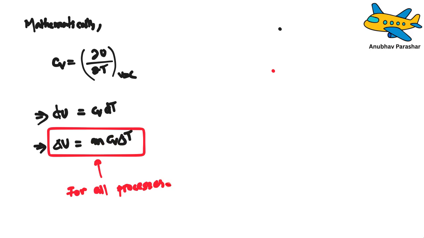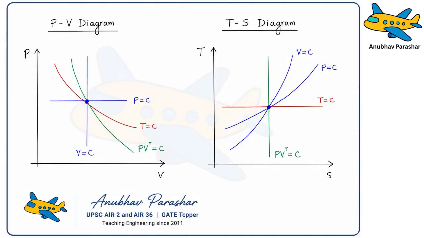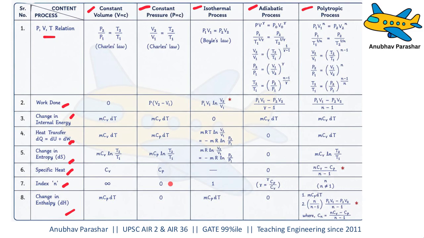Now let us go back to our initial slide and check if it is true. Right? So here you can see change in internal energy. It is mCv delta T, mCv delta T, mCv delta T, mCv delta T, except for the isothermal process. Why? Because in an isothermal process temperature is constant. And if temperature is constant, delta T is zero. So if delta T is zero, definitely the change in internal energy will be zero. So otherwise, you see it is mCv delta T everywhere.